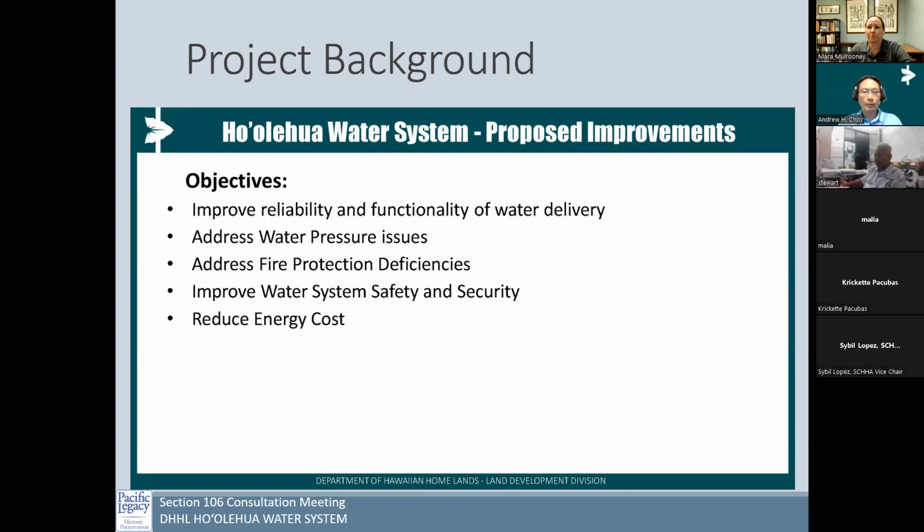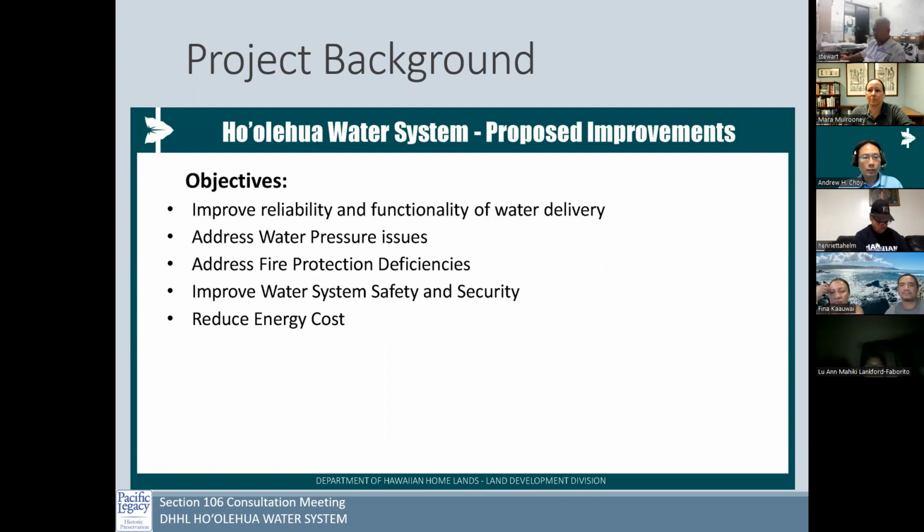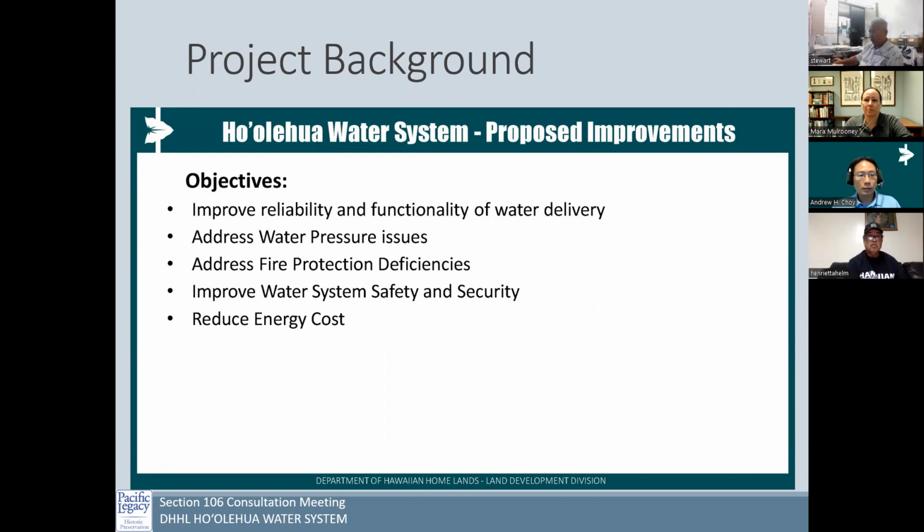And the last part, about reducing energy costs: one of the portions of the project was to look at installation of a solar photovoltaic field. We've had some issues with that, and so we've concentrated on the water line improvements, the water tank improvements, and we're starting the construction of the base yard.